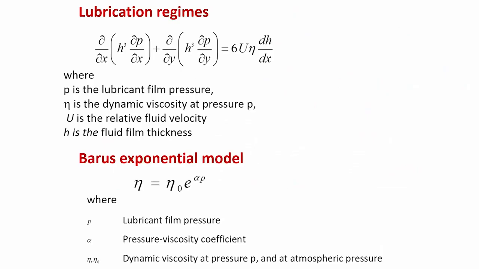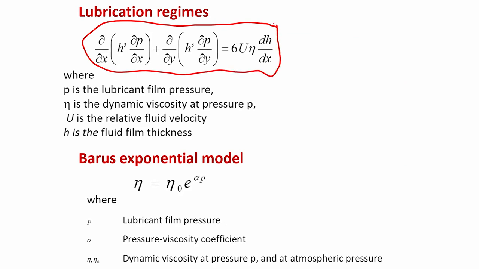In these lubrication regimes, one of the fundamental equations that one has to solve is a partial differential equation. In the xy Cartesian coordinates, del by del x of h cubed del p by del x, where h is your fluid film thickness and p is your lubricant film pressure, not your Hertzian contact pressure, remember. Similarly, del by del y of h cubed del p by del y is equal to 6 U eta dh by dx, where capital U is your relative fluid velocity, eta is your dynamic viscosity, and dh by dx is how the fluid film thickness varies with respect to x.